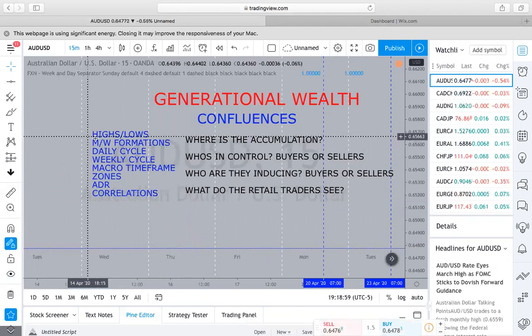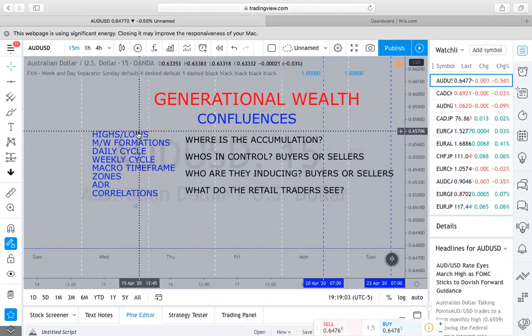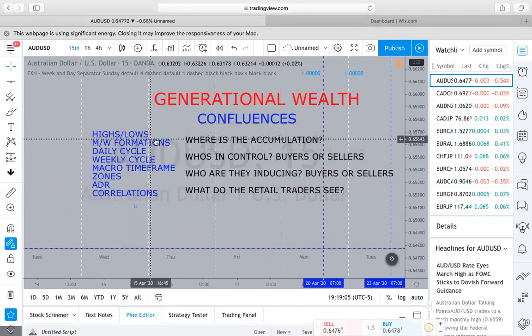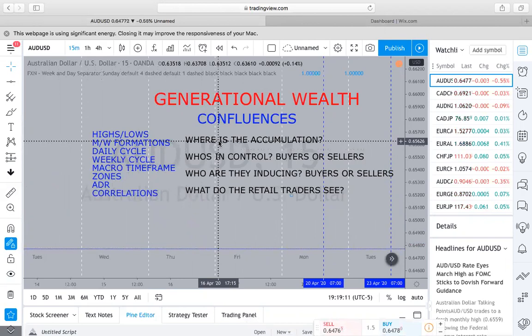So always try to get a trade setup off a high and a low. And when I say the highs and the lows, I mean the previous day. It could be the previous week or even the previous month. So the highs and the lows are very important.